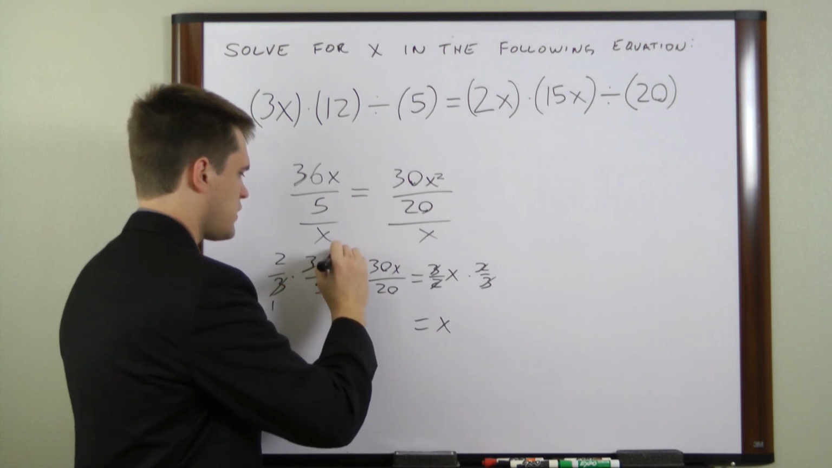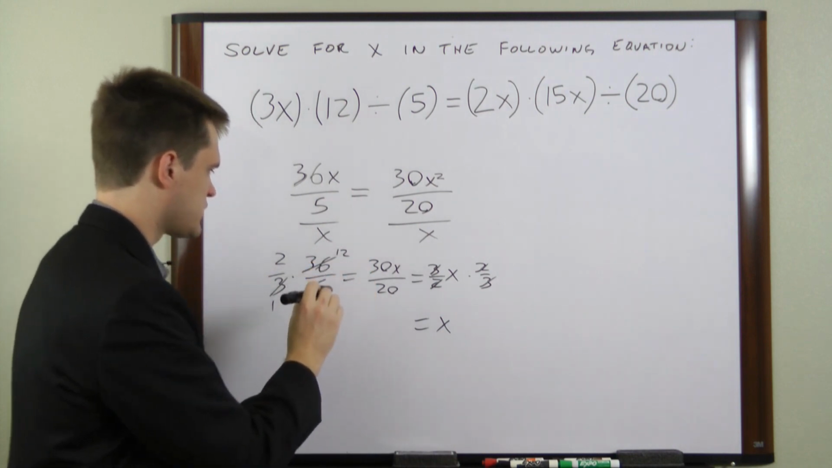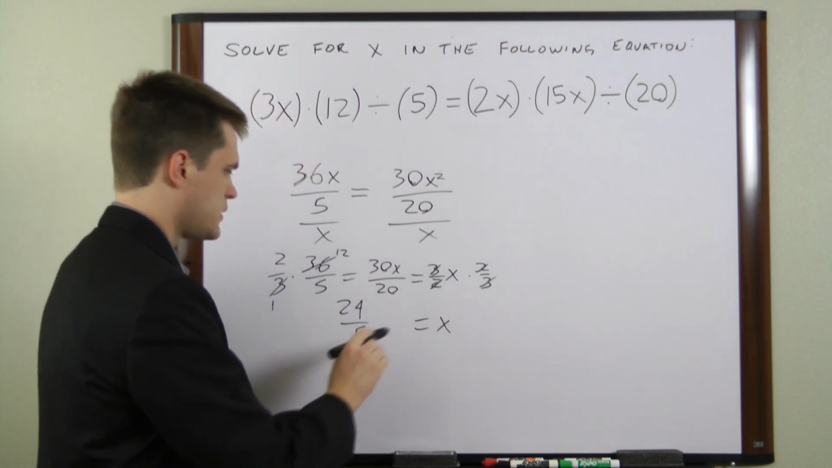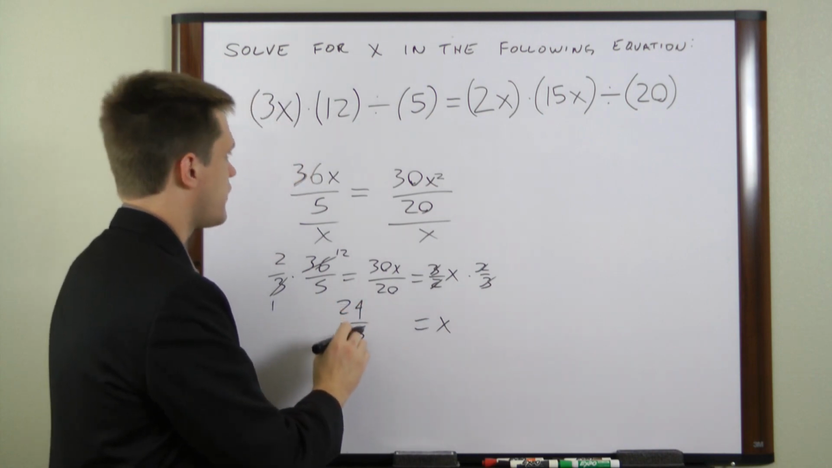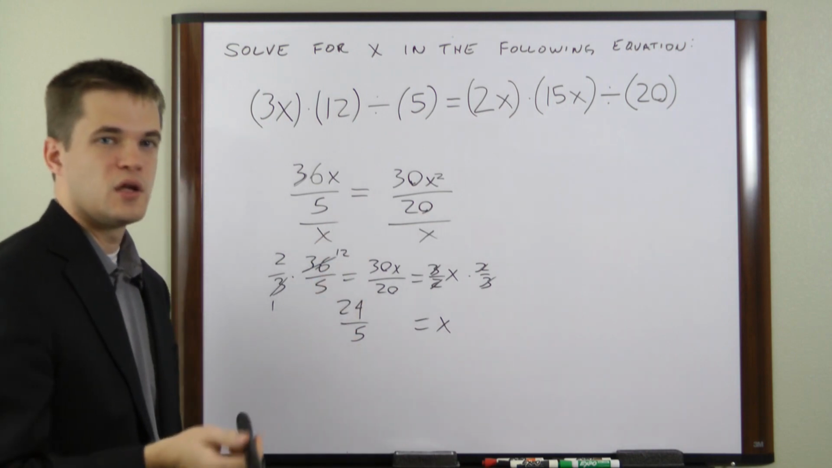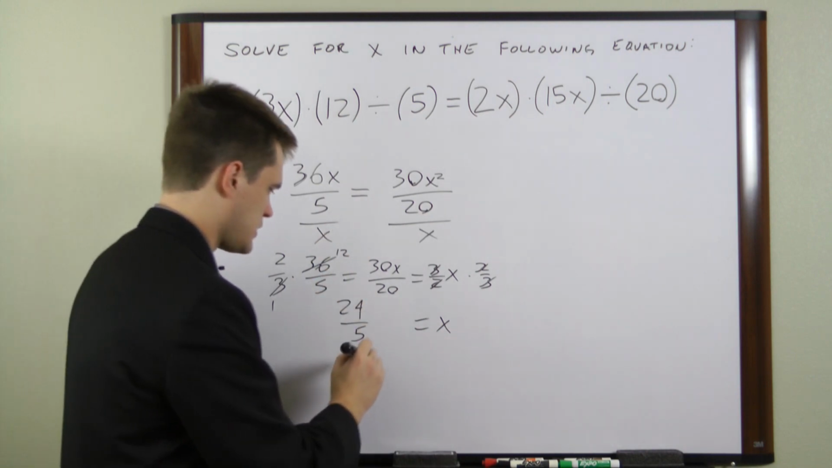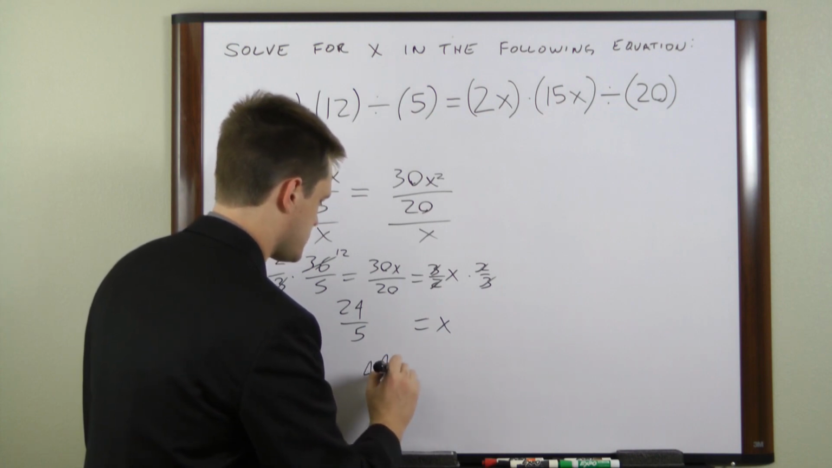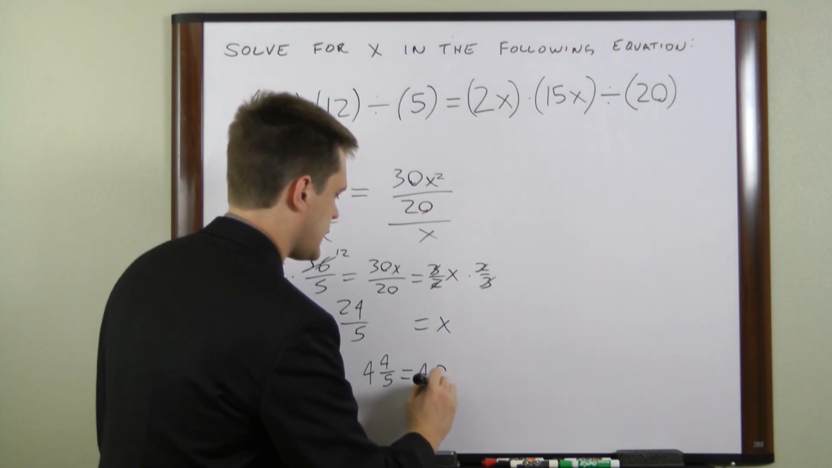36 over 3 is 12. So what this leaves us with is 24 over 5. So x equals 24 over 5 is our solution. If we want to write this as a mixed number, we can say that x equals 4 and 4/5, or 4.8 as a decimal.